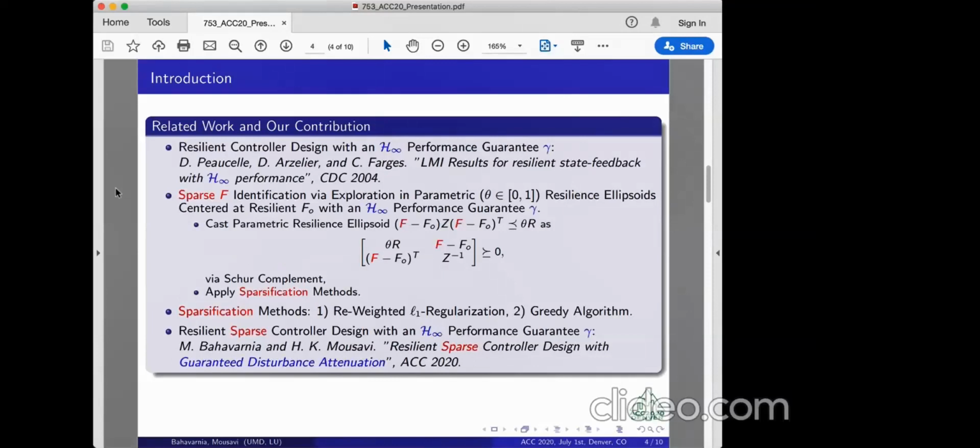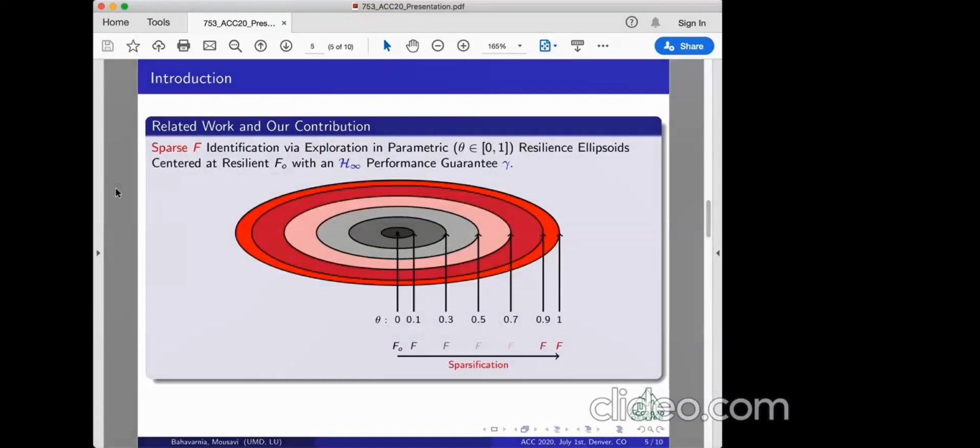Firstly, we get a resilient dense F sub O with an H-infinity performance guarantee gamma for all of the controllers within the ellipsoidal region centered at F sub O. Then we cast the parametric resilience ellipsoid as an LMI via Schur complement and then apply sparsification methods to get a sparse F. We use two sparsification methods, reweighted L1 regularization and the greedy algorithm. The following schematic figure visualizes the sparsification via exploration in the parametric resilience ellipsoid centered at F sub O.